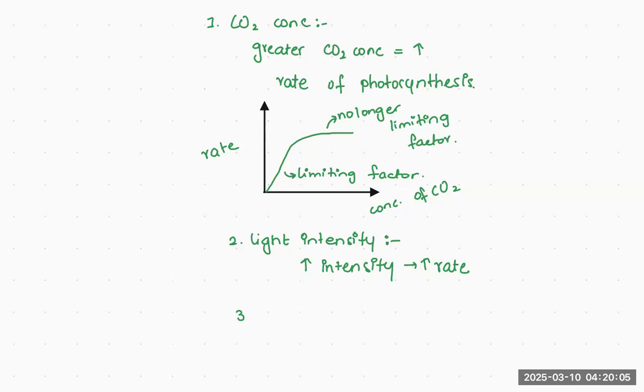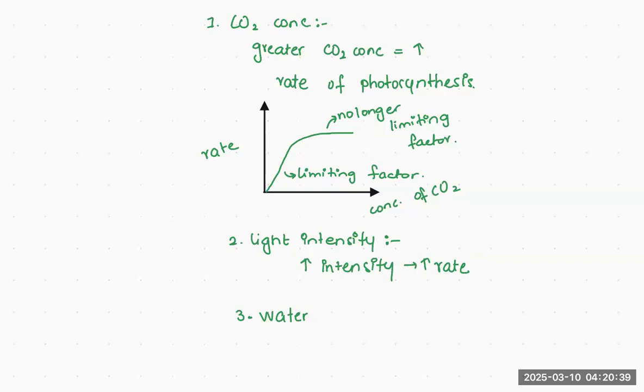The water concentration, or the amount of water available, is also a really major factor. The greater the amount of water, the greater your rate of photosynthesis will be. You guys can draw the exact same graph that I told you. You guys can talk about the surface area of the leaf.